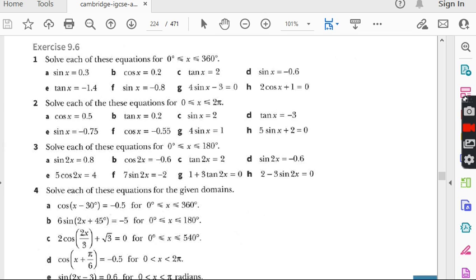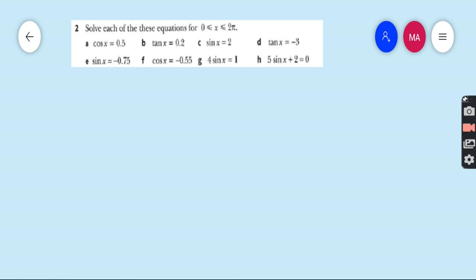So let's start question number 2, exercise 9.6. You can see on the screen question number 2. Solve each of these equations for 0 to 2 pi. There is no difference between question number 1 and question number 2, except that in question number 1 the domain is given in degrees, 0 to 360 degrees, and in question number 2 the domain is given in radians, 0 to 2 pi. Otherwise all things are the same.